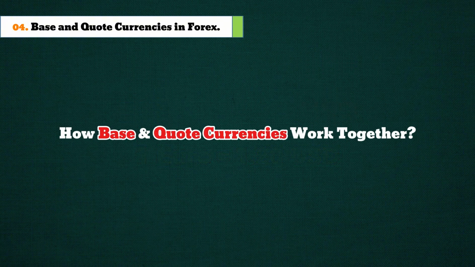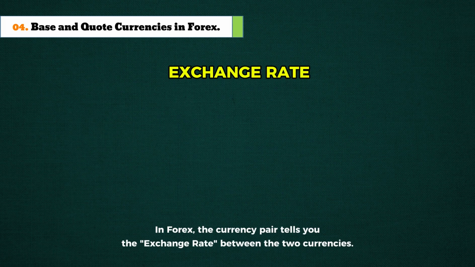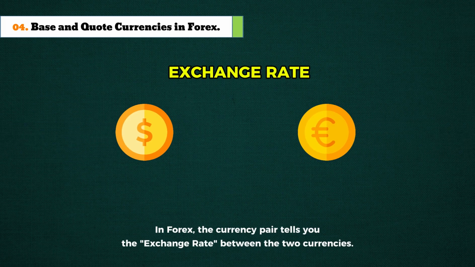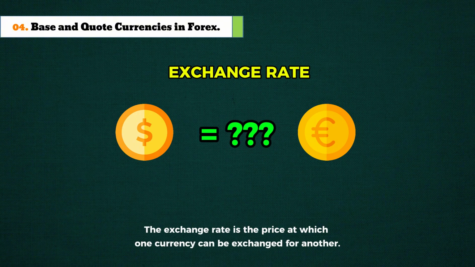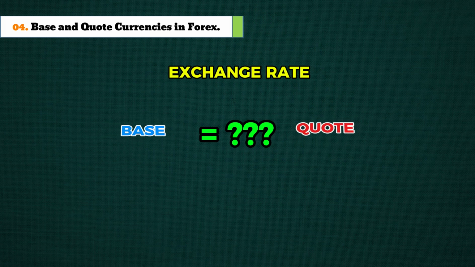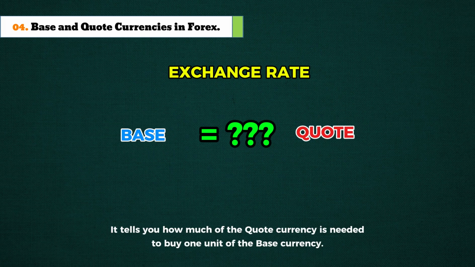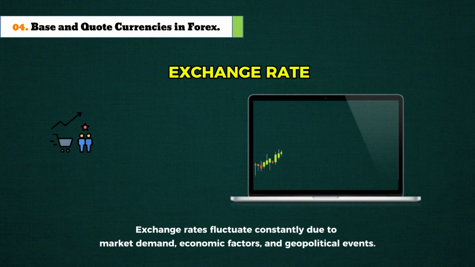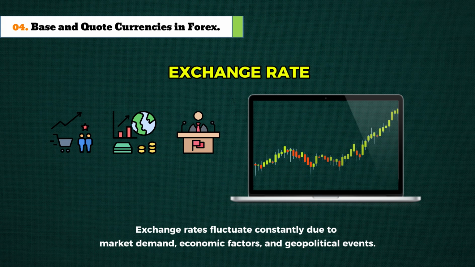How base and quote currencies work together. In Forex, the currency pair tells you the exchange rate between the two currencies. The exchange rate is the price at which one currency can be exchanged for another. It tells you how much of the quote currency is needed to buy 1 unit of the base currency. Exchange rates fluctuate constantly due to market demand, economic factors, and geopolitical events.